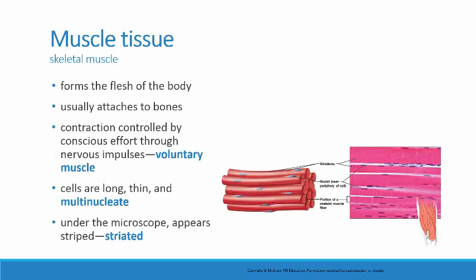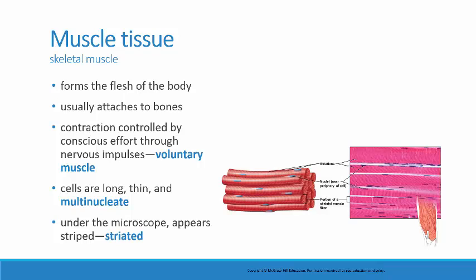We'll start by looking at skeletal muscle. It forms the flesh of the body and is usually attached to bones. There are some skeletal muscles that are not attached to a bone. The lips, orbicularis oris, are one of those. So they just attach to other muscles, and it's the muscles pulling against each other that allow us to move our lips in all the ways that we can do that.